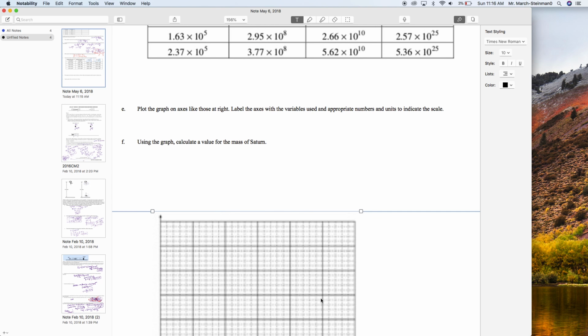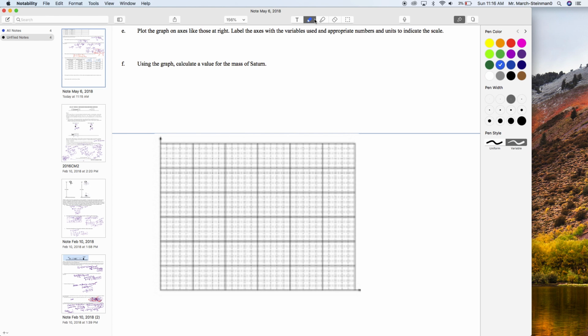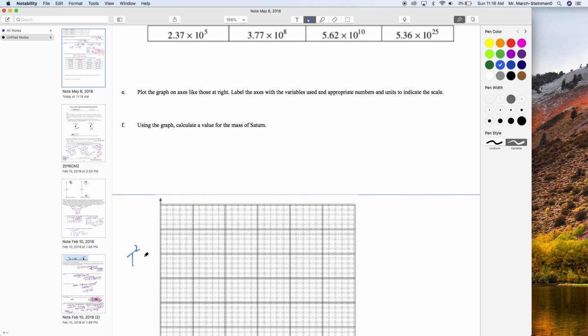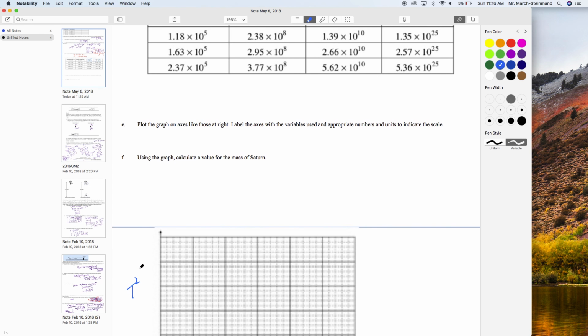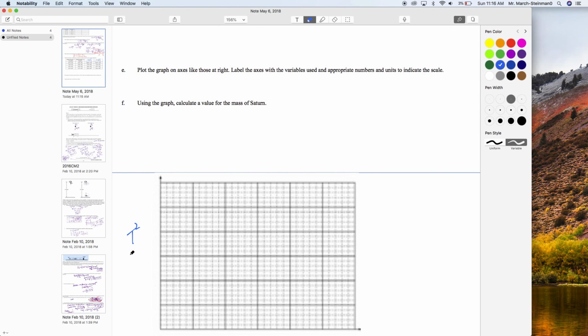I'll just plot it down here. Okay, so first thing I need to do, it's a little blurry, but I need to label my axes. T squared, in what unit? Well, if we look at this, the period is in seconds, so this would be in units of seconds squared. But because we want something reasonable, it should be 10 to the 10th seconds squared.